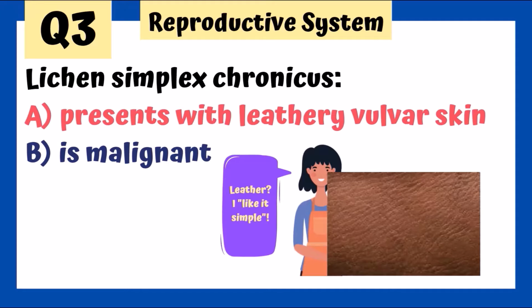Over here, I have this little mnemonic. This lady who is a tanner, she's saying, leather? I like it simple. She likes simple leather. Simple for simplex chronicus, lichen simplex chronicus, and leather for the leathery vulvar skin that we see. And perhaps this lady over here was scratching or rubbing the leather, which reminds us that it's caused by rubbing and scratching, which leads to hyperplasia. One more thing about lichen simplex chronicus is that it does not pose an increased risk for squamous cell carcinoma, as opposed to lichen sclerosus.